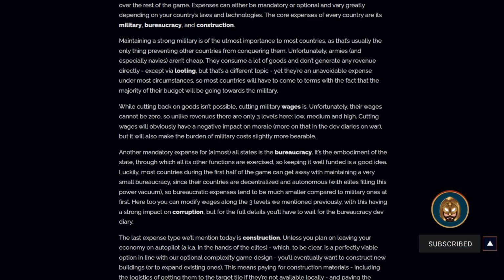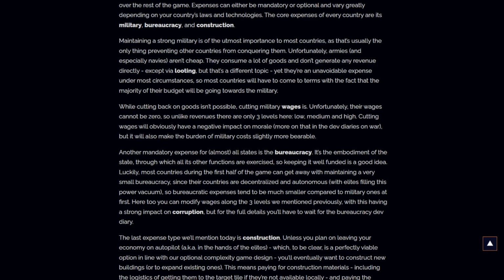While cutting back on goods isn't possible, cutting military wages is. Unfortunately, their wages can't be 0. So unlike revenues, there are only 3 levels: low, medium, and high. Cutting wages will obviously have a negative impact on morale, more on that in a future dev diary on war, which will be fantastic to see actually, because we haven't seen how war is going to work in this game. We've discussed it in, I think, the last dev diary discussion that we had. Yeah, it'd be interesting to see how war actually works in the game, so hopefully that dev diary is soon.